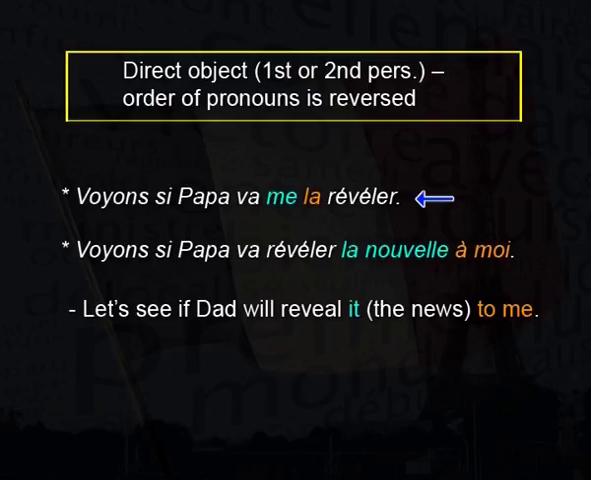In the text, we have an example where the indirect object precedes the direct object. Voyons si papa va me la révéler. Voyons si papa va révéler la nouvelle à moi. Let's see if dad will reveal it, the news, to me. In the FAQ section, another chart has been provided with the various positions of the object pronouns.